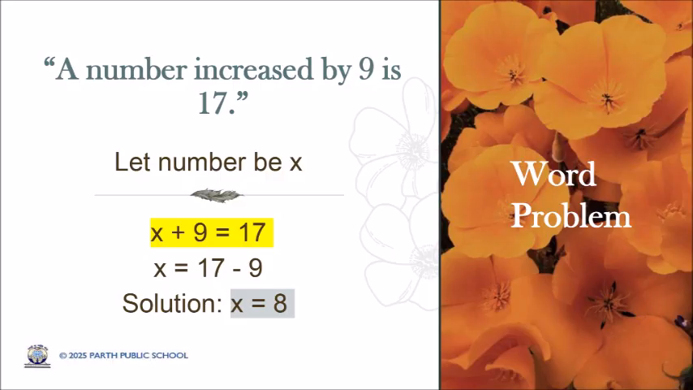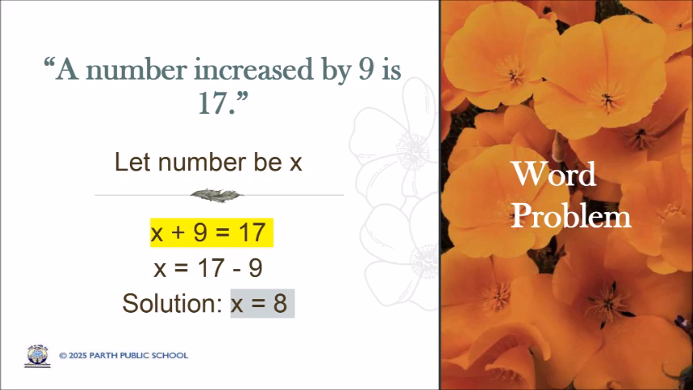So, a number increased by 9 is 17. Let's suppose my number is x here. So I have to add 9 to x. It means we have to add something to a number. They are saying that the number is increased by 9. So x plus 9, and the result is 17, so that means it is equal to 17. So this is my linear equation: x is a number which is increased by 9, x plus 9, and which is equal to 17.